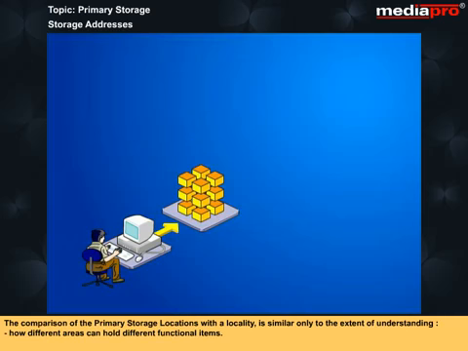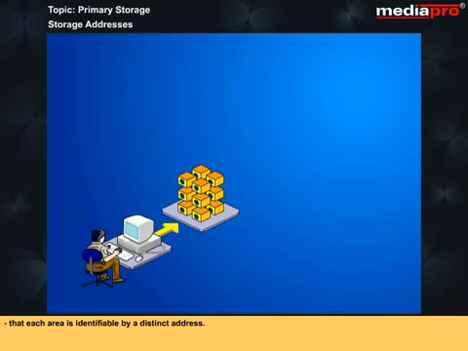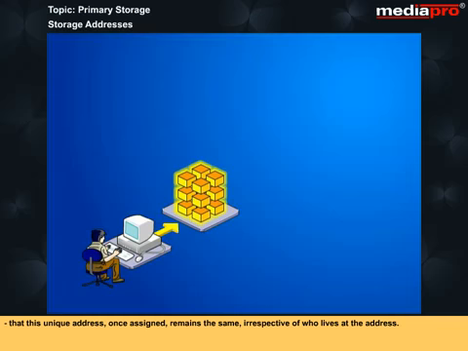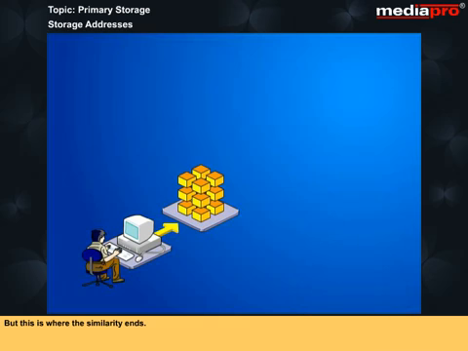The comparison of the primary storage locations with a locality is similar only to the extent of understanding how different areas can hold different functional items, that each area is identifiable by a distinct address, that this unique address, once assigned, remains the same irrespective of who lives at the address. But this is where the similarity ends.